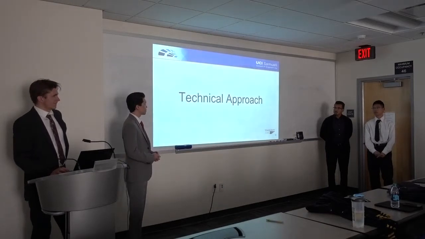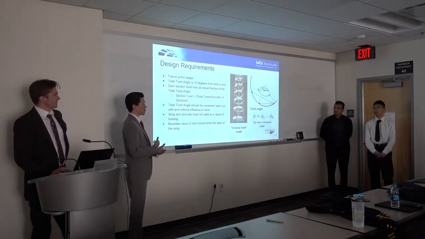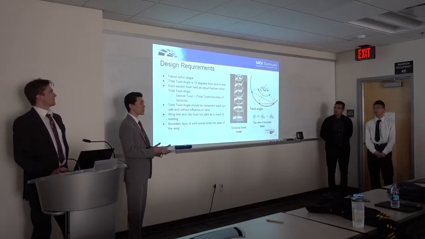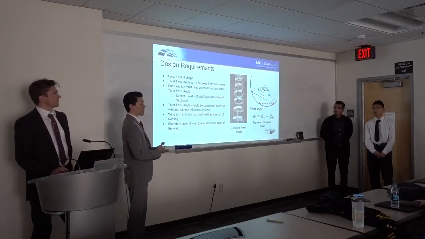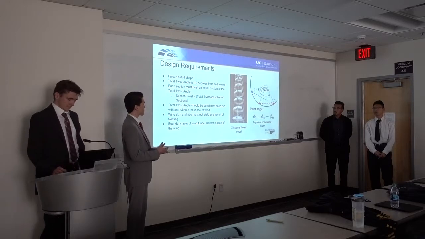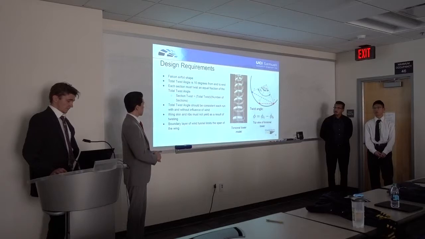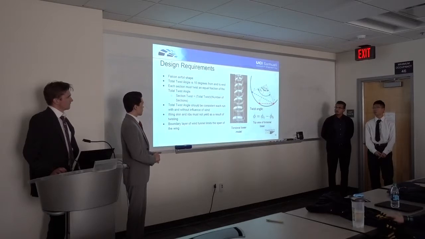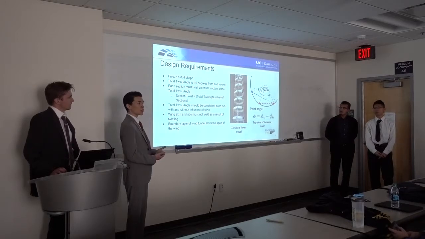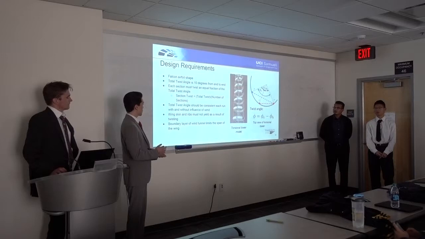Some technical approach. Our main requirement is the 10 degrees of twist. We accomplish this by twisting each section of the wing an equal fraction of that 10 degrees. One section is from one rib to the next. We need the wing to be able to maintain its angle of twist regardless of wind influence. We also have to make sure that the skin and the ribs won't yield after they're twisted. And the wingspan is limited by the boundary layers of the wind tunnel.